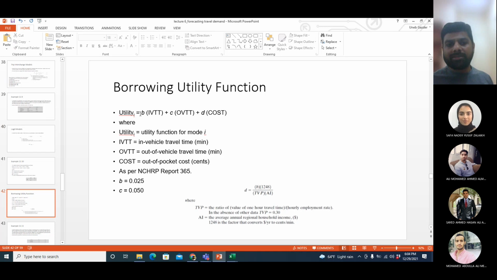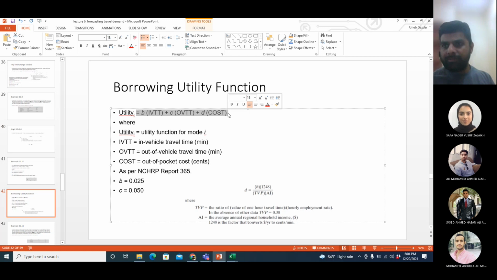Why borrowed? Because the variables are fixed. We are using three variables: in-vehicle travel time, out-of-vehicle travel time, and cost. So these are three fixed variables, and then we need three coefficients. You can see there's no constant here, whereas usually in the utility function there's a constant as well. So a borrowed utility function means you take the three most common factors which can affect the mode choice, in-vehicle travel time, out-of-vehicle travel time, and cost. Then you need to find B, C, and D.